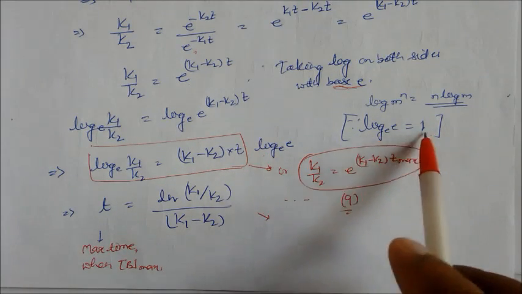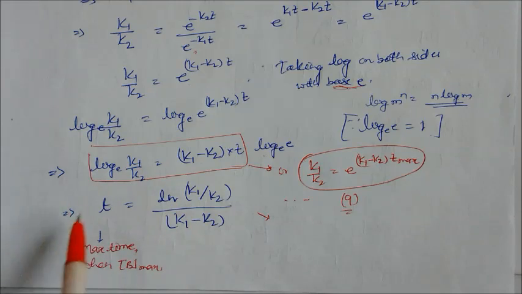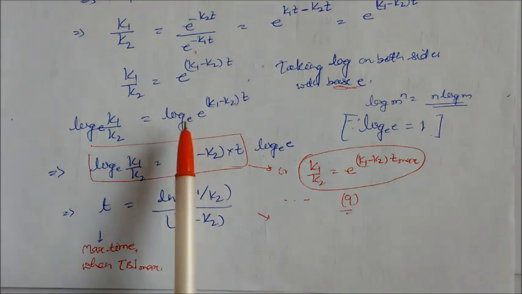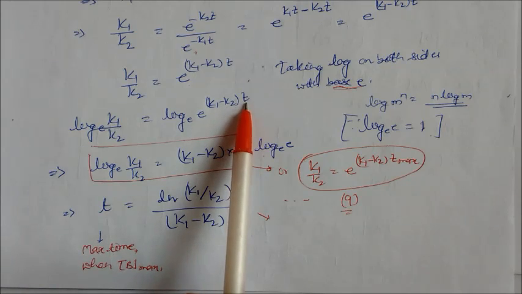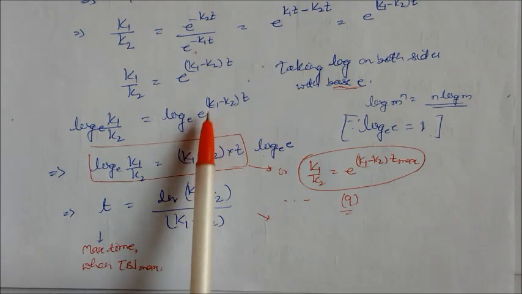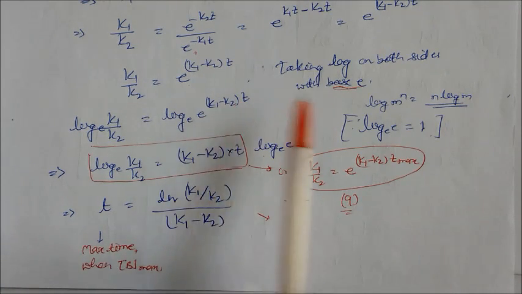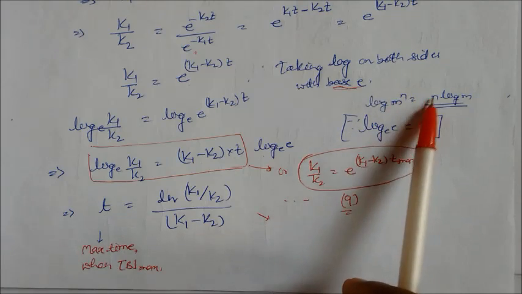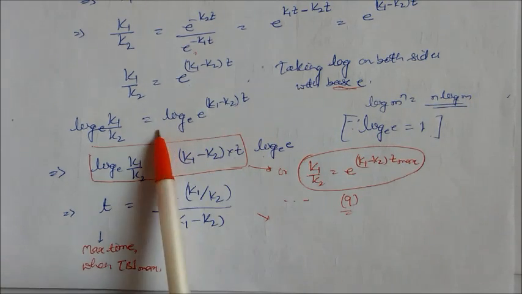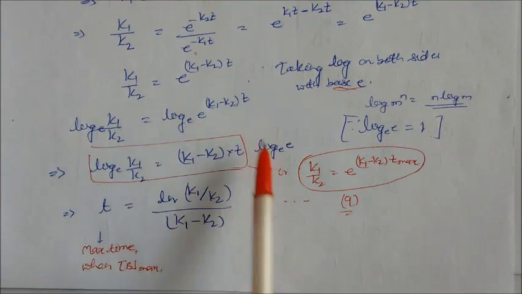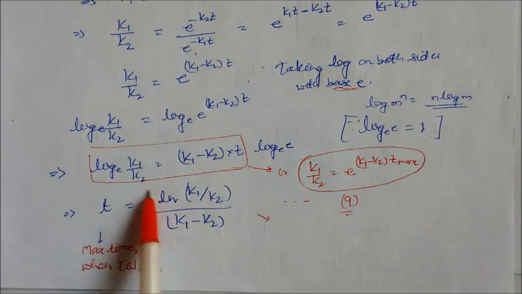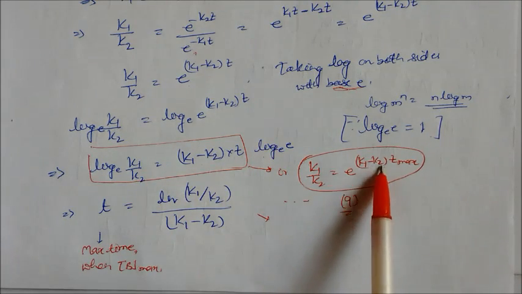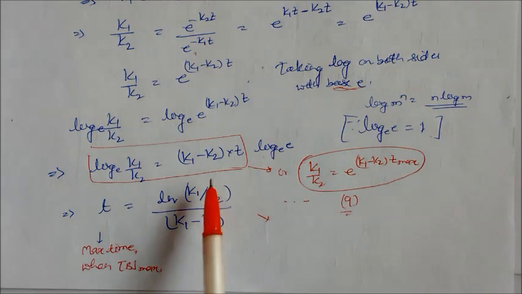I have written here. And you can see carefully one more thing, that logarithm e to the power (k1 minus k2) into t. So e to the power can be written using the rule log m to the power n equals n log m. So this comes to the product side, and this is equal to 1. So k1 by k2 is equal to e to the power (k1 minus k2) into t maximum. So this is nothing but the t maximum value.